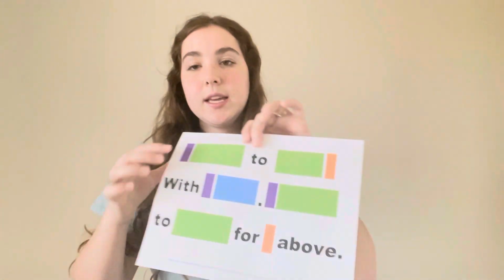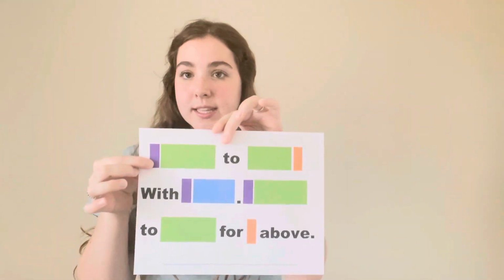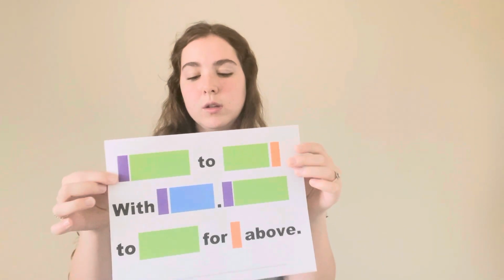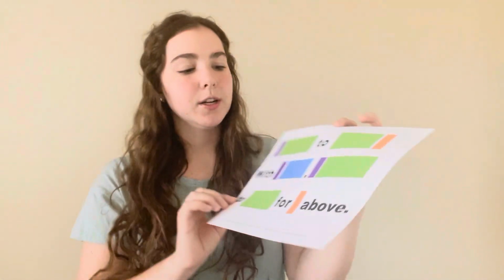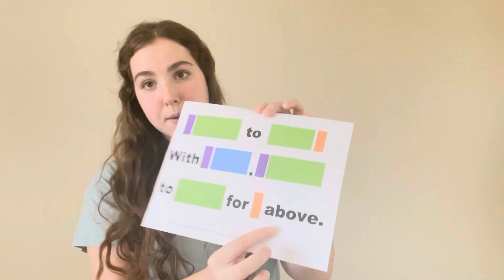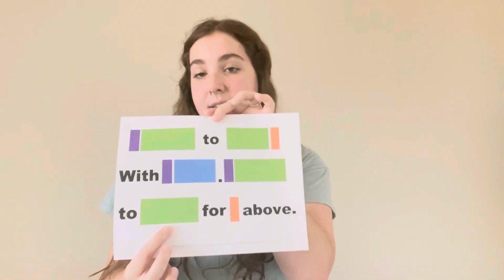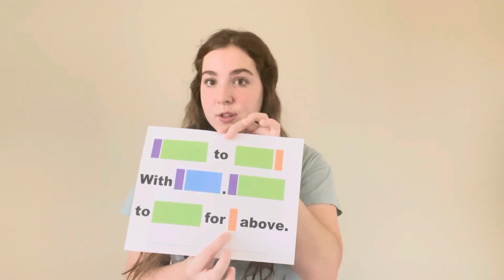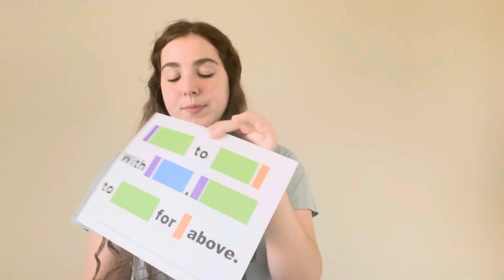So when it says he lives, we have a reference to the Savior, and we have action words, so he lives. And then here we have to plead for me above. So to plead is the action. For me, we have a reference to ourselves, so that's orange, and then above.